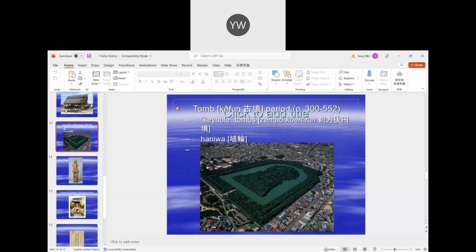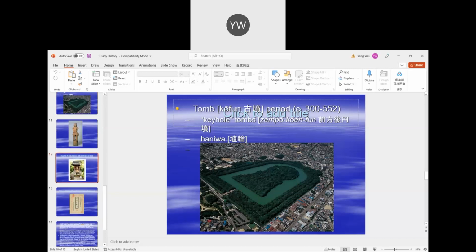We don't know. But one thing for sure is that certainly the early Japanese population were all immigrants from the continent. Okay.